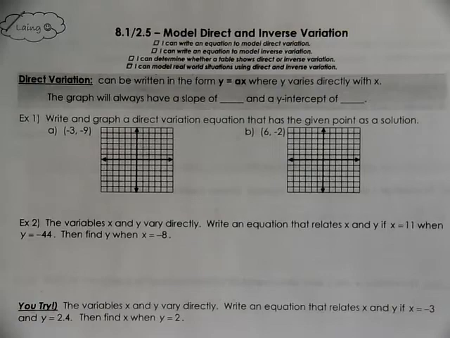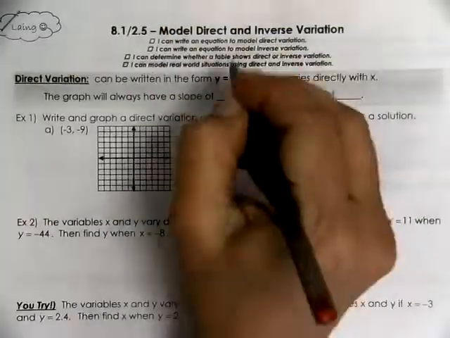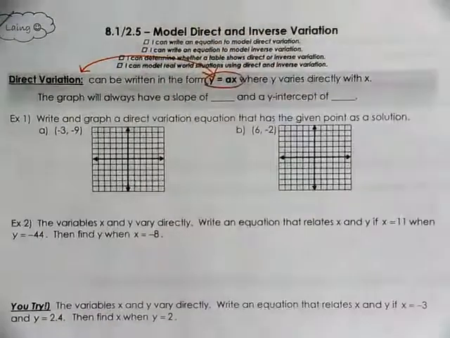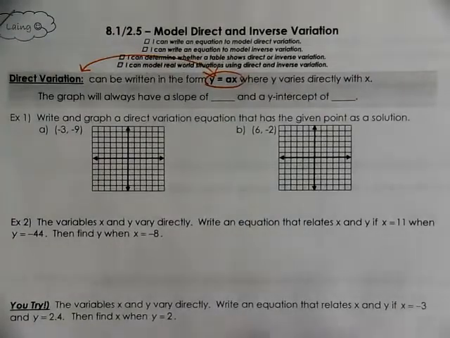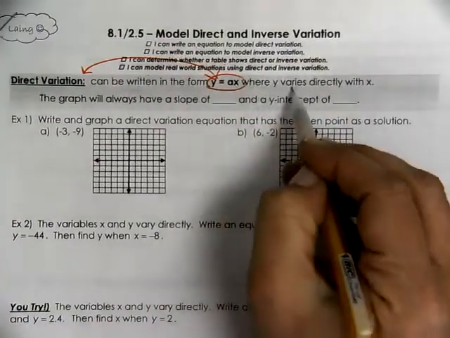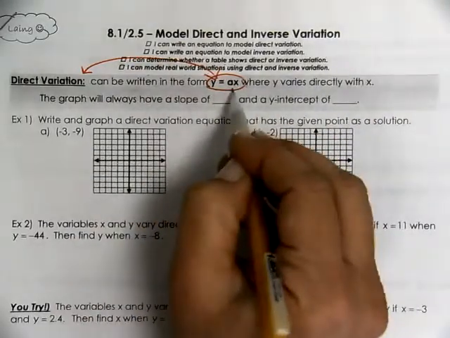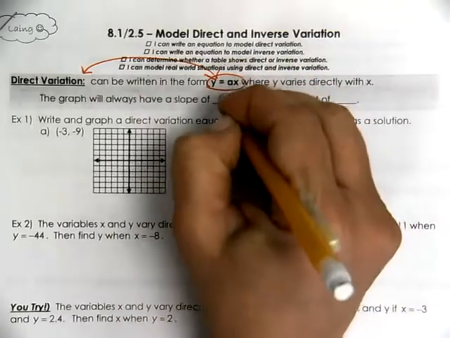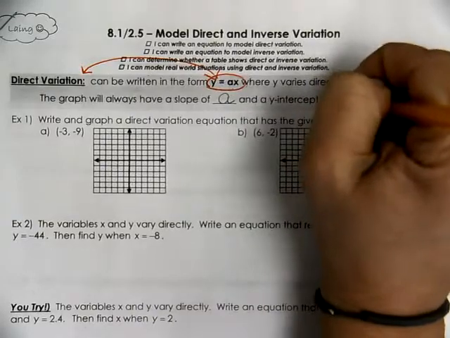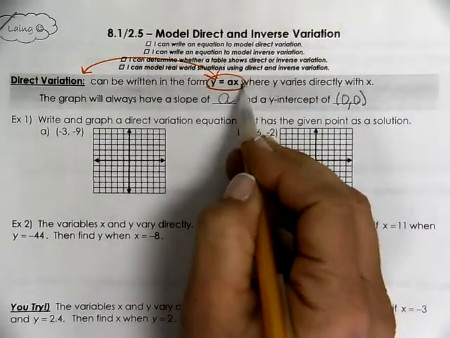And direct variation is an equation that can be written in the form y equals ax. So when you see direct variation, y equals ax is what we should be focusing on. And we say that that's when y varies directly with x. In a direct variation, if you think about slope-intercept form, the slope is going to be a, and the y-intercept will be (0, 0), because there's no visible constant term.